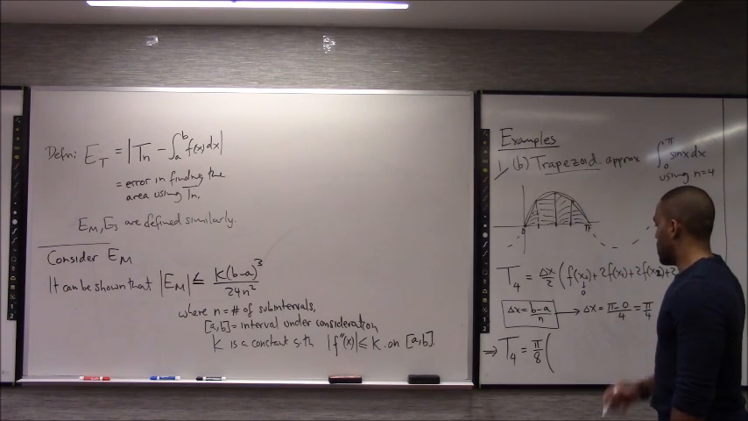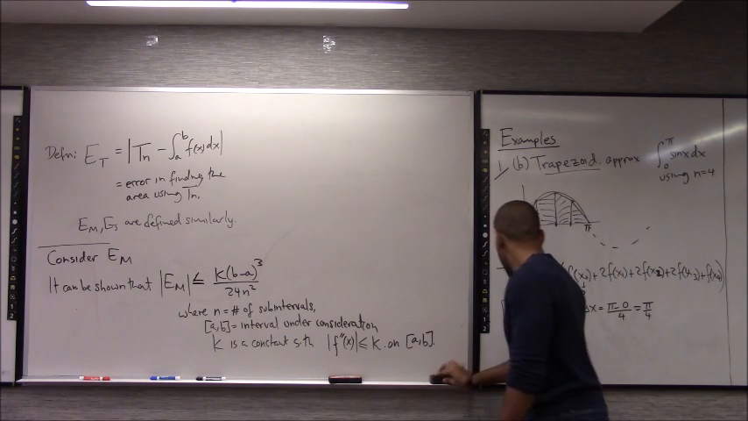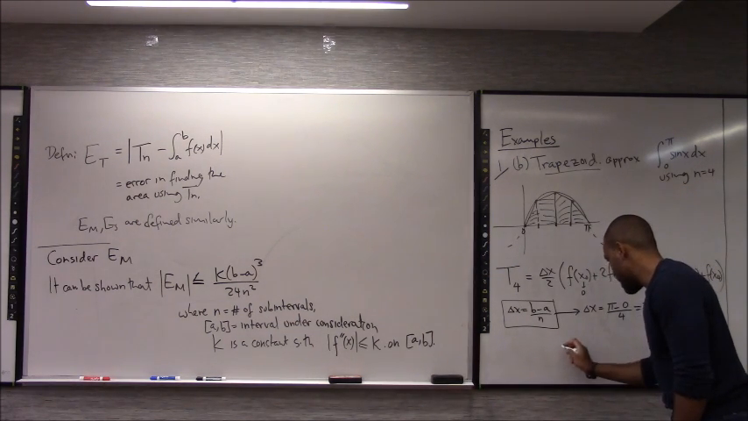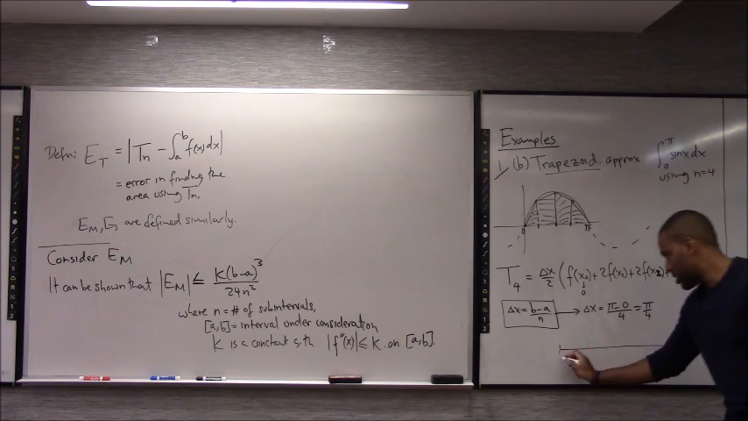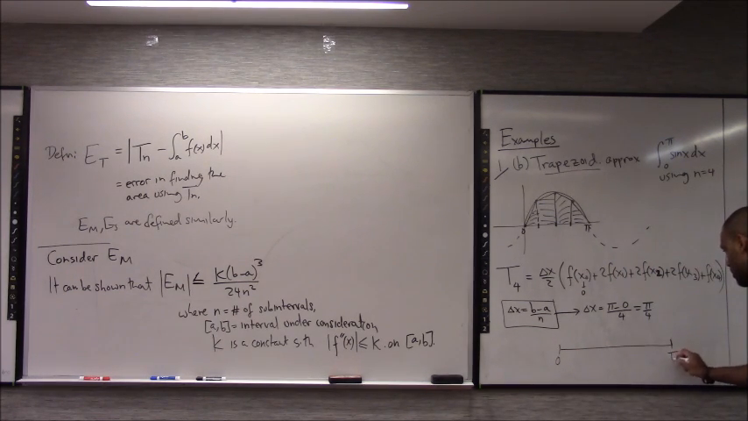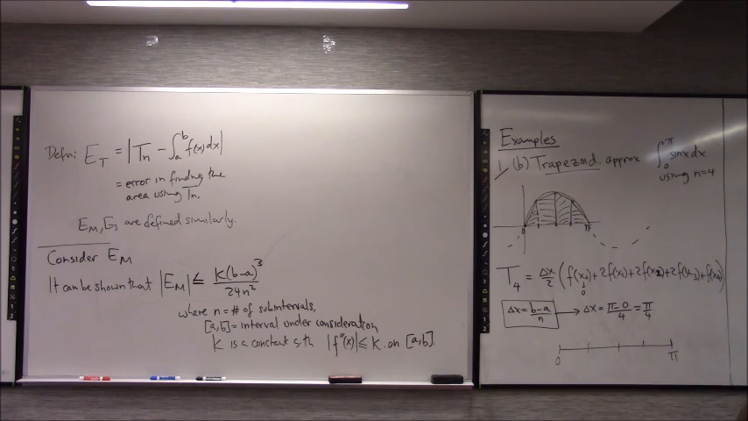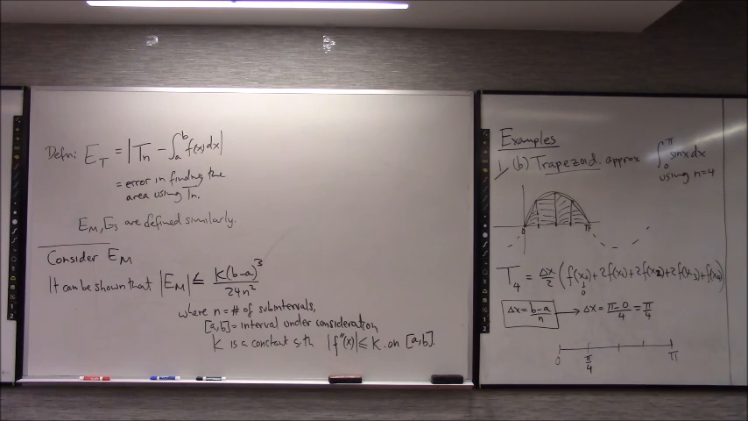Our x1, let me actually show you how to find those intervals in case you forgot. Once you find your delta x, what I like to do is draw a picture. I just put in the values, 0 and pi. Then I do my dissections. I put down the first delta x that I found here, and then you just keep adding it to find all the other ones.